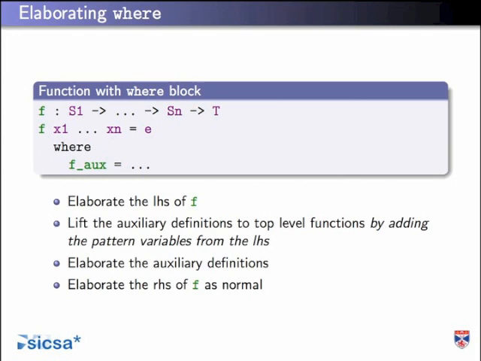We'll lift those auxiliary definitions, so f aux and any others you might have, to the top level, adding the pattern variables from the left-hand side in the order that we need them in order to maintain type correctness. Then we elaborate those auxiliary definitions and elaborate the right-hand side of f as normal. So all we're really doing is lifting this out to the top level before we type check it. There's quite a lot of annoying code there to deal with name shadowing in the where block and inventing appropriate names for the auxiliary definitions. But really, all you're doing is adding the arguments and elaborating as normal.